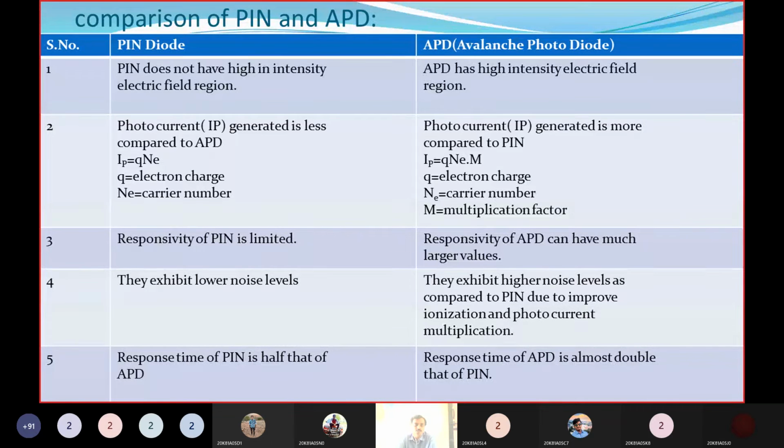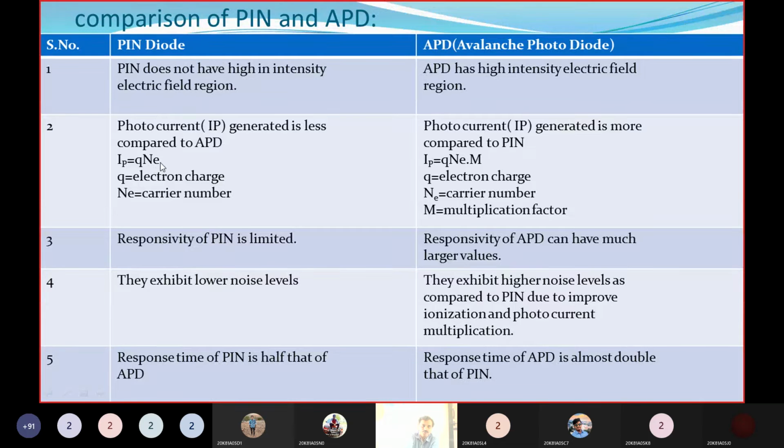So the second point is photocurrent. Photocurrent generated is less compared to the APD diode. If you take the formula, the photocurrent depends on the charge of the charge carriers, and Ne is the carrier number.